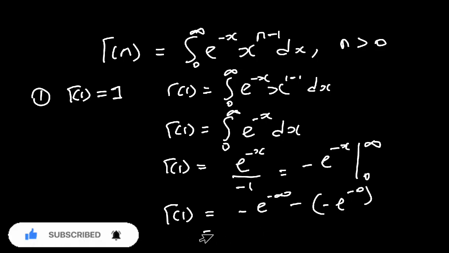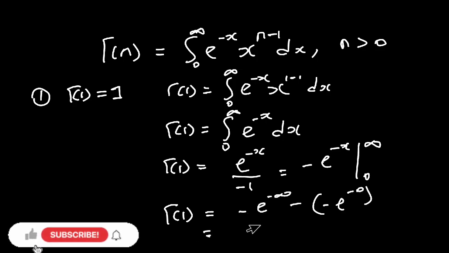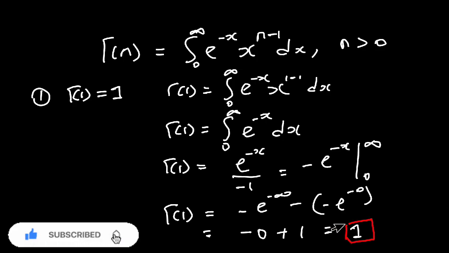So this becomes negative e raised to the power of negative infinity, which is 0. So we have minus 0, then minus, then e raised to the power of negative 0 is 1. Then minus times minus is going to be plus, so this becomes plus 1. Now 1 minus 0 is equal to 1. So you see why gamma 1 is equal to 1. Now let's discuss other properties.